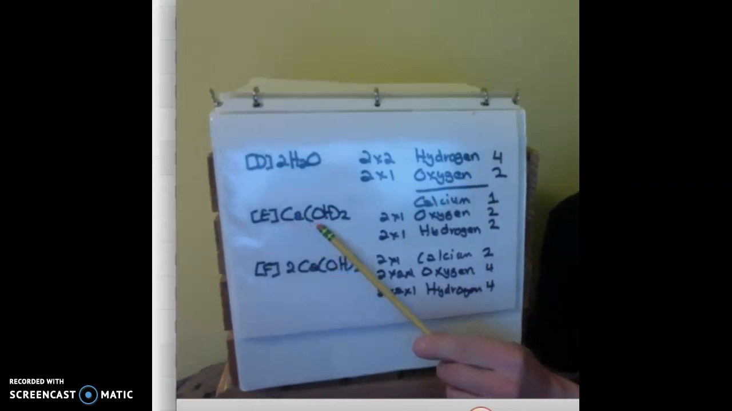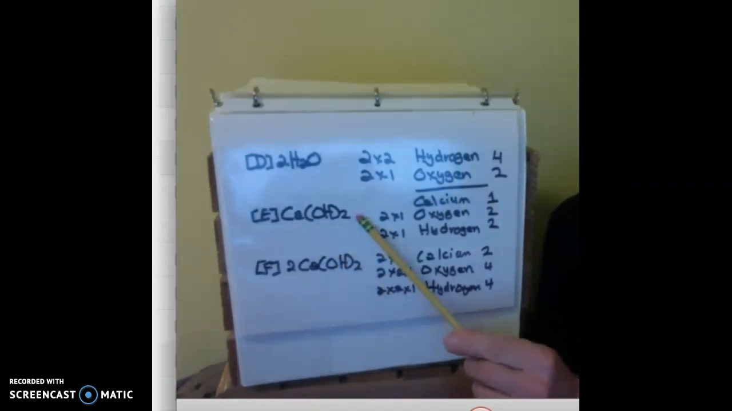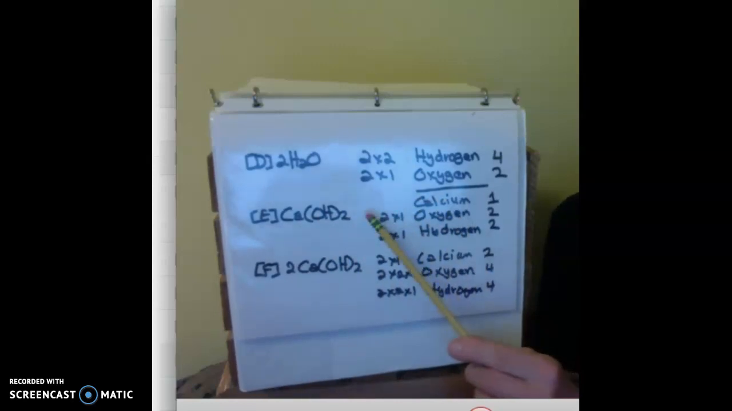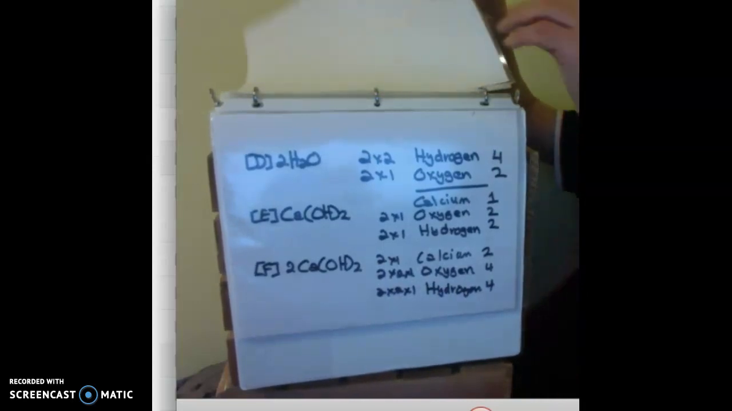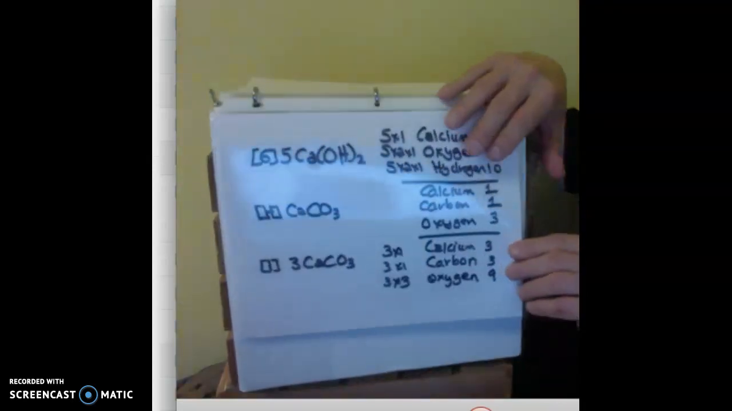The next one is E. It has CaOH2. We know this is lime water. You have 1 calcium. And you have 2 times 1 or 2 oxygens. And 2 times 1, 2 hydrogens. So we have a total of those there. Then you have 2 molecules of lime water. You have 2 times 1 or 2 calciums. You have 2 times 2 for oxygen, because each of these has 2. 2 of those. 2 times 2 is 4. So you have 4 oxygens. Same with hydrogen. You have 2 hydrogens here times 2. 2 times 2 is 4 total hydrogens. So you need to know how to do those. You have to figure those out.